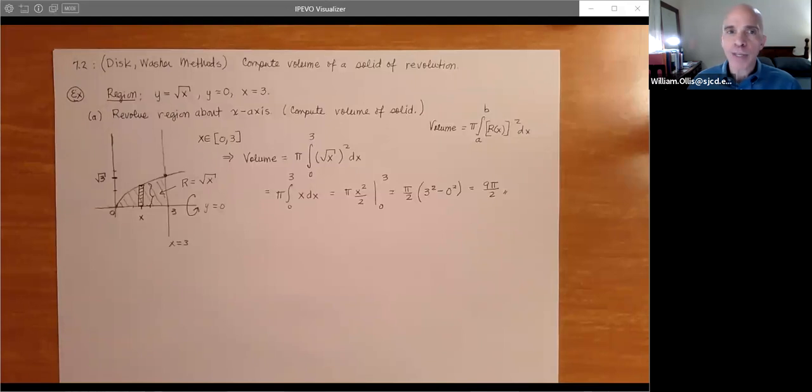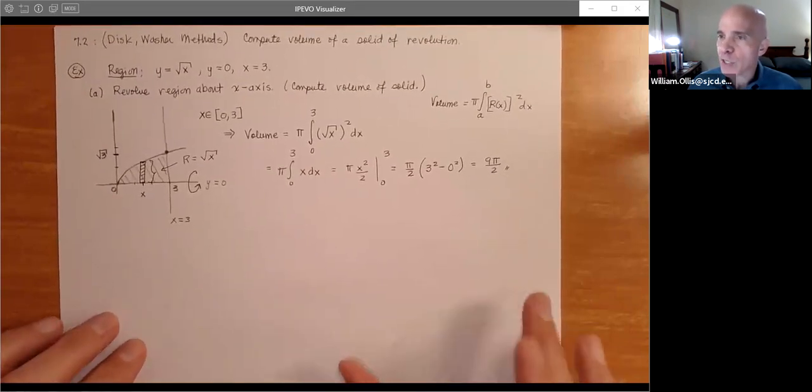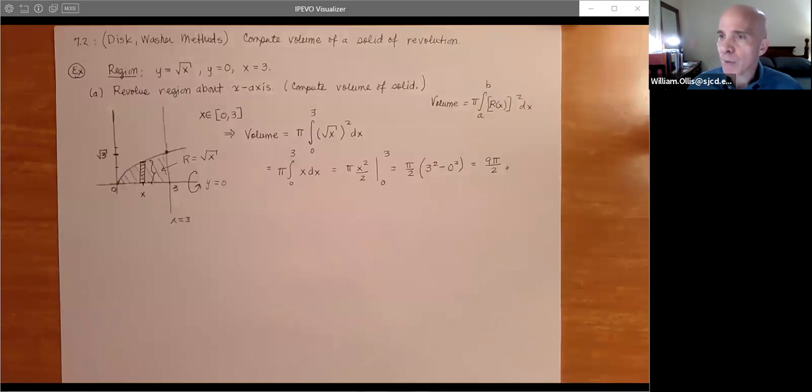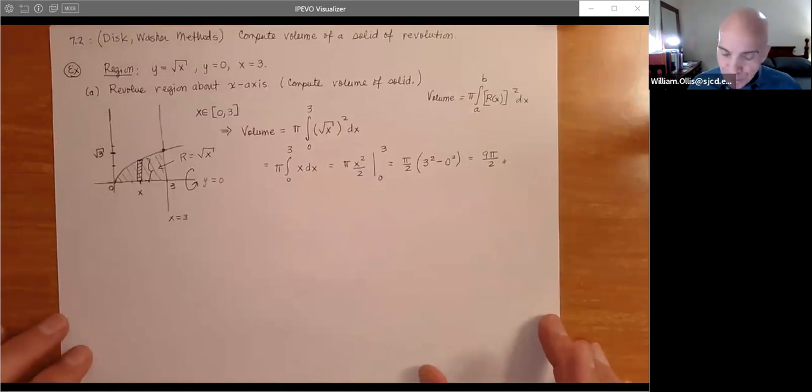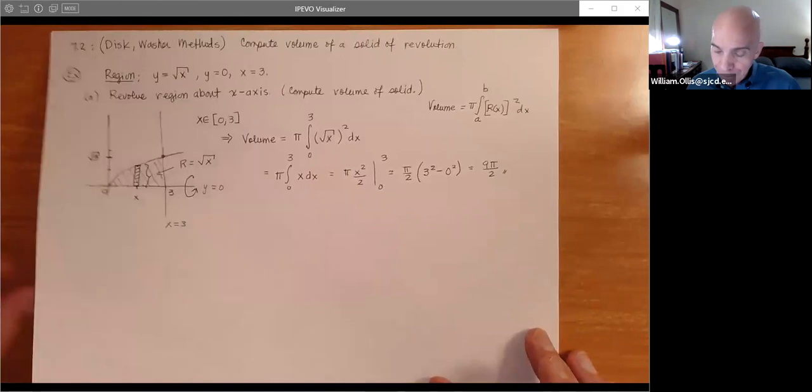And then your boss says, well, what's the volume? Well, you'll say, let me just use my disk method or something. So these formulas are very useful for modeling projects and things. So there is a creative bit about these. Now, what I want to do is to vary this a little bit so we can talk about the washer method.